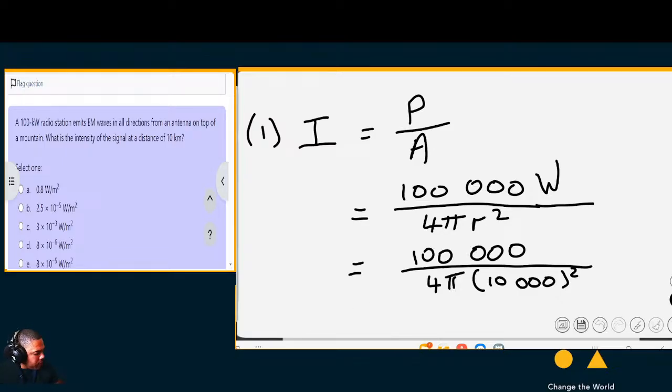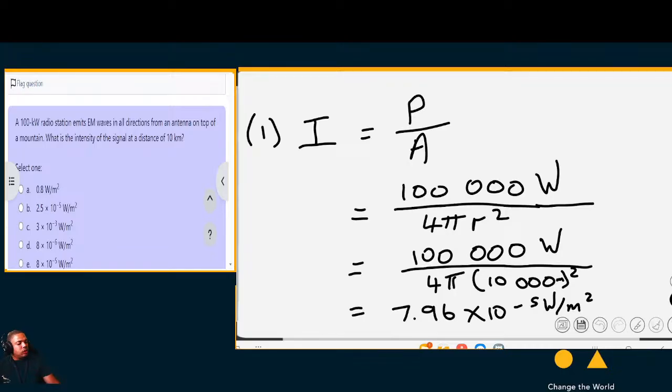And if my math is correct, you will end up with an intensity of 7.96 times 10 to the negative 5. This is in watts, and this is in meters, with a small m there, and that meter is squared, so watts per meter squared. So it's 7.96 times 10 to the negative 5 watts per meter squared.